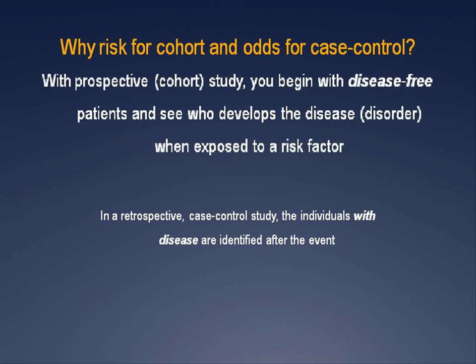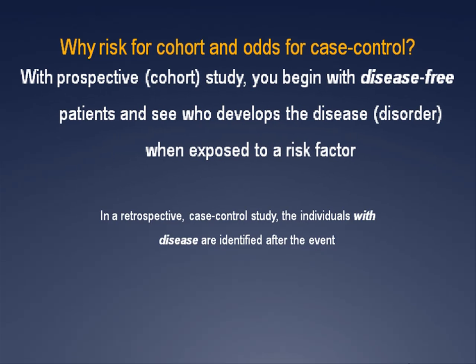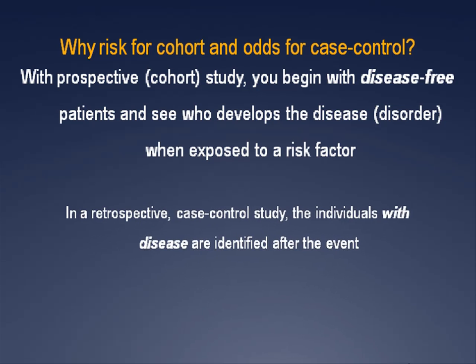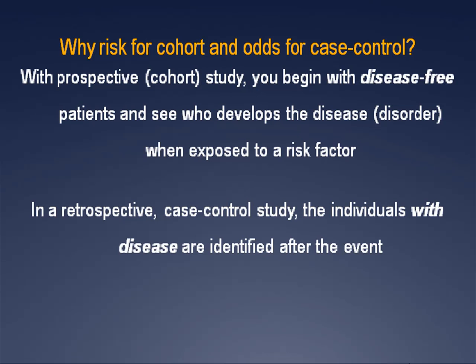So again, with the prospective study, you begin with disease-free people and see who develops the disease when exposed to a risk factor. Whereas, in a retrospective case control study, the individuals already have the disease, and you're looking back, often through their medical records, to see how many of them were exposed to the risk factor.